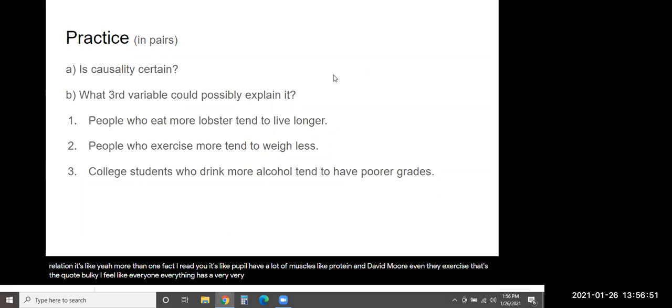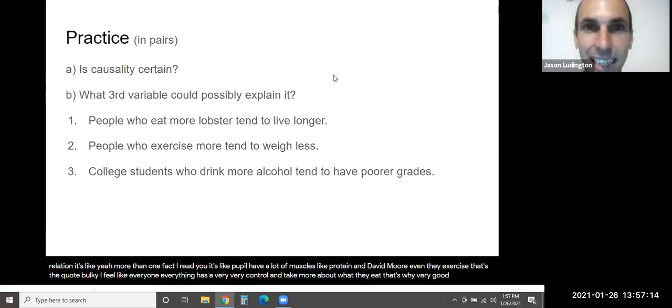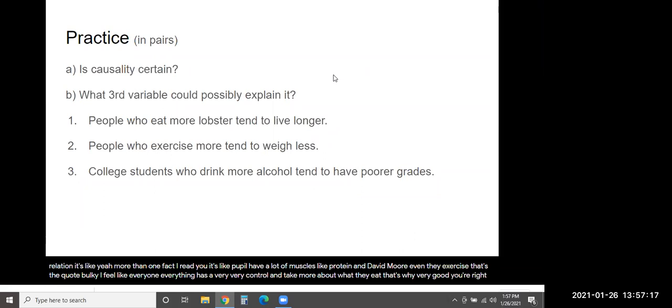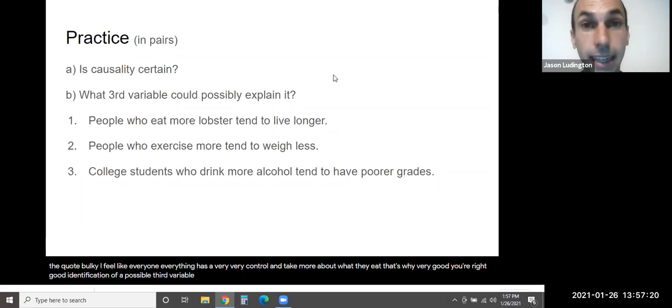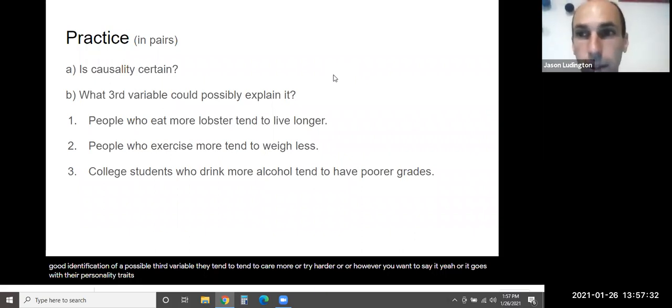For my group, we said that people who exercise more tend to weigh less. Maybe the third variable could be that people who exercise more tend to control their weight and food intake more and be more careful about what they eat. That's why they may weigh less, because it's not always that people who exercise will weigh less, since some people do it to bulk up. Very good, you're right. Good identification of a possible third variable. They tend to care more or try harder, however you want to say it. Or it goes with their personality traits.